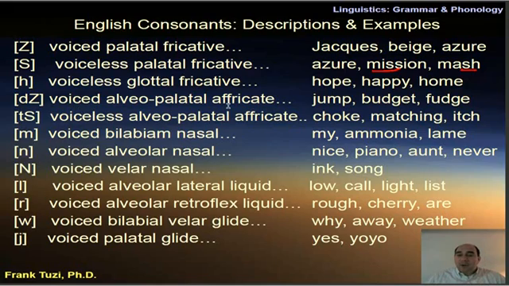Voiced alveolar palatal fricative. That would be the DG. Alveolar palatal fricative. Budget. Fudge. I don't know why jump is there. Jump shouldn't be there. Get rid of that one. Voiceless alveolar palatal fricative.